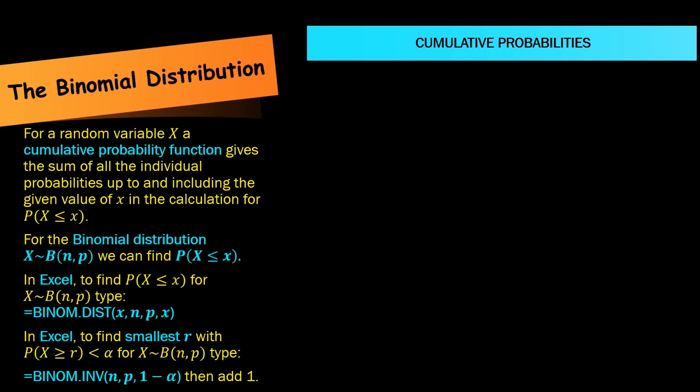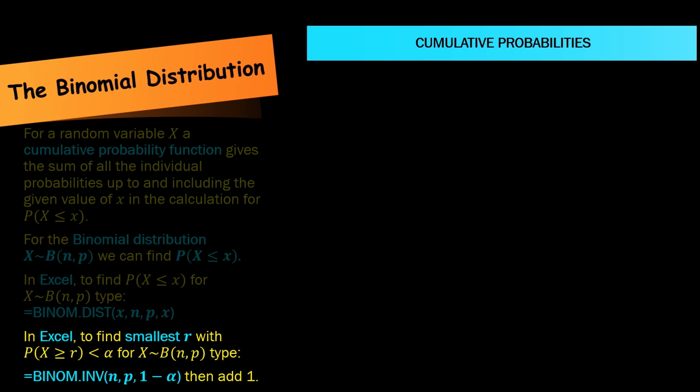We are now going to look at something slightly different. This time in Excel, we're going to try and find the smallest r value with probability x greater than or equal to little r, less than a given value of alpha for x distributed binomially with parameters n and p. For this we will type the formula given on your screen: equals binom.inv open bracket n, p, 1 minus alpha close bracket, and then add 1.